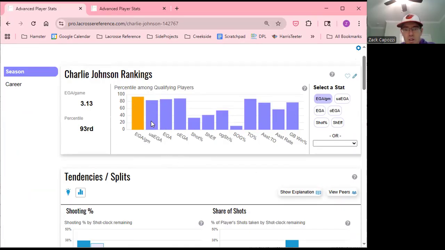So Charlie is a very productive, very efficient player. Definitely more of a passer than a scorer or finisher, but still a pretty effective shooter in general. He's at the 41st percentile for shooting efficiency. Clearly a guy that made his mark mostly as a passer.